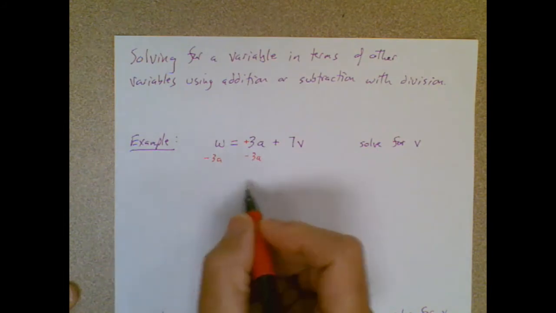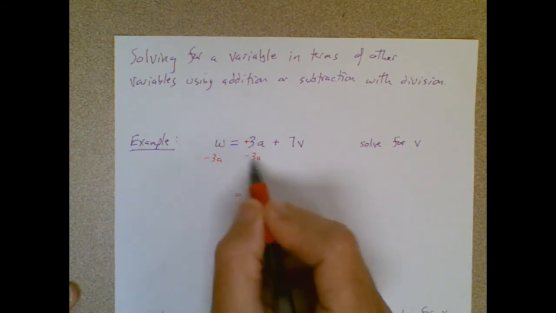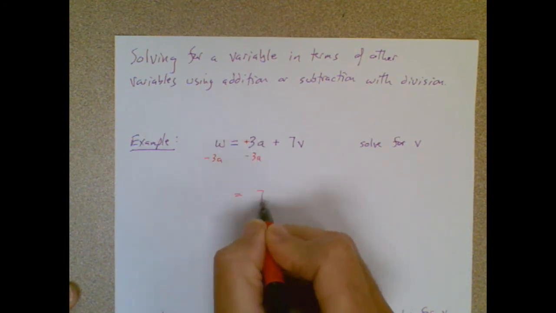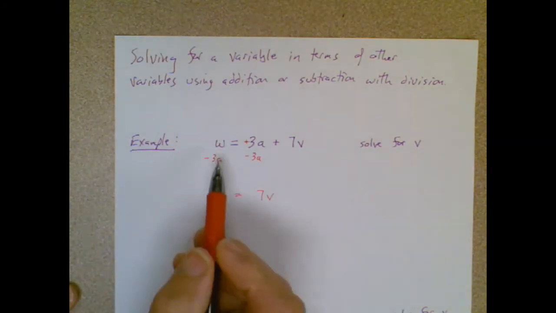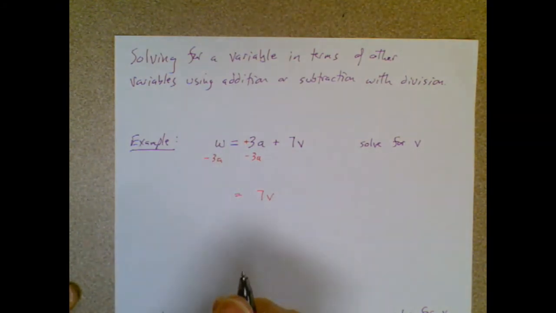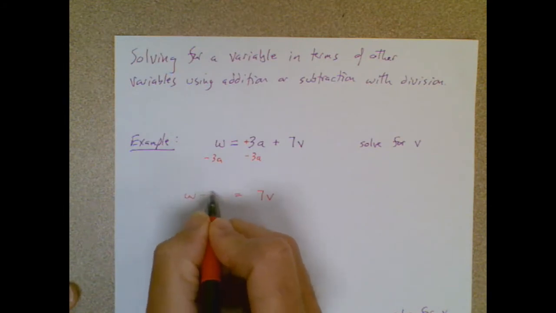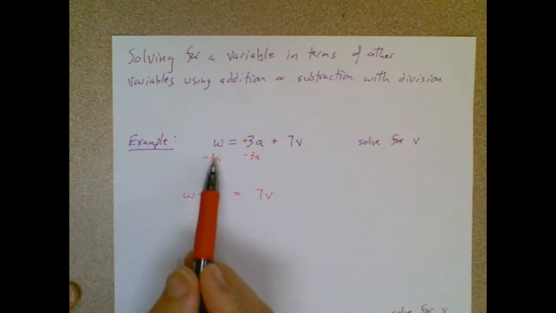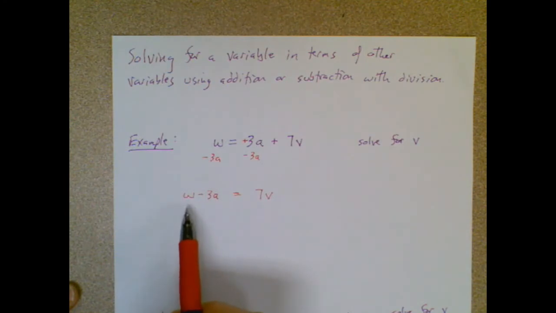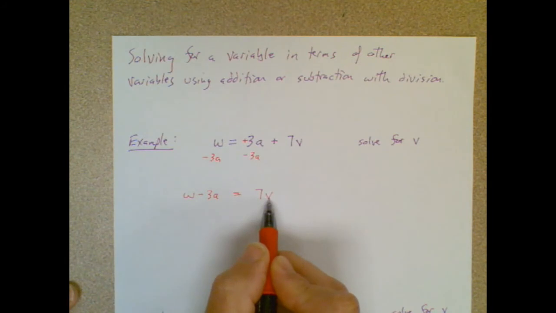Now I'm going to rewrite this. On the right-hand side, after these two combine to be 0, I'm left with 7v. And over here on the left, these are not like terms. They cannot combine. So all I do is write w minus 3a. That's so easy, but yet people are kind of mystified by that. There's nothing to do if they're not like terms. You cannot combine them.